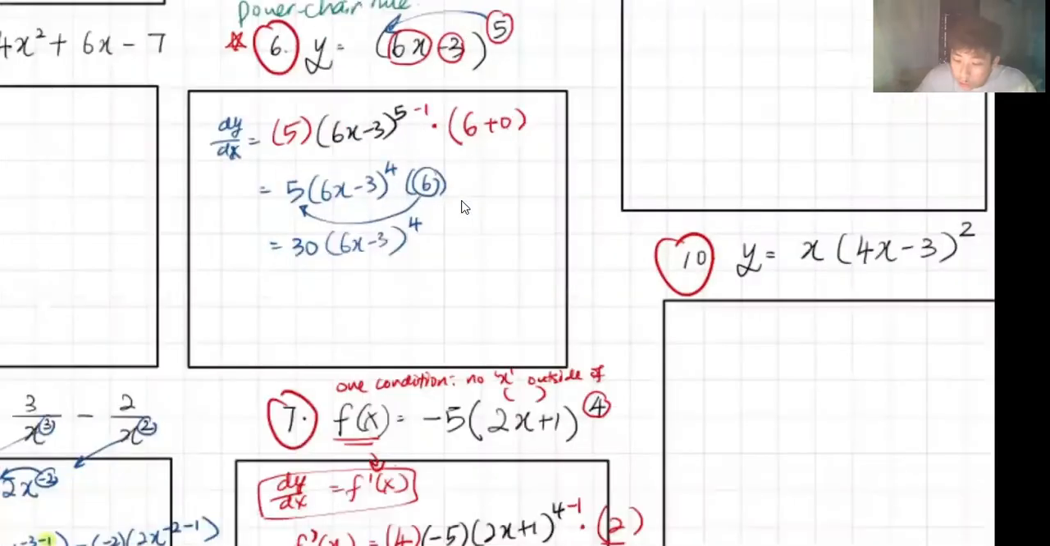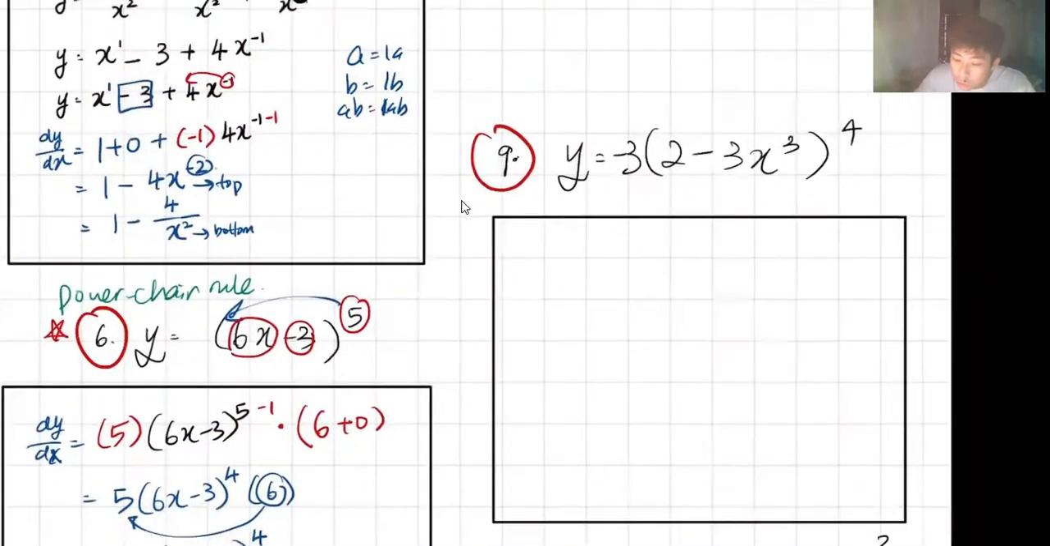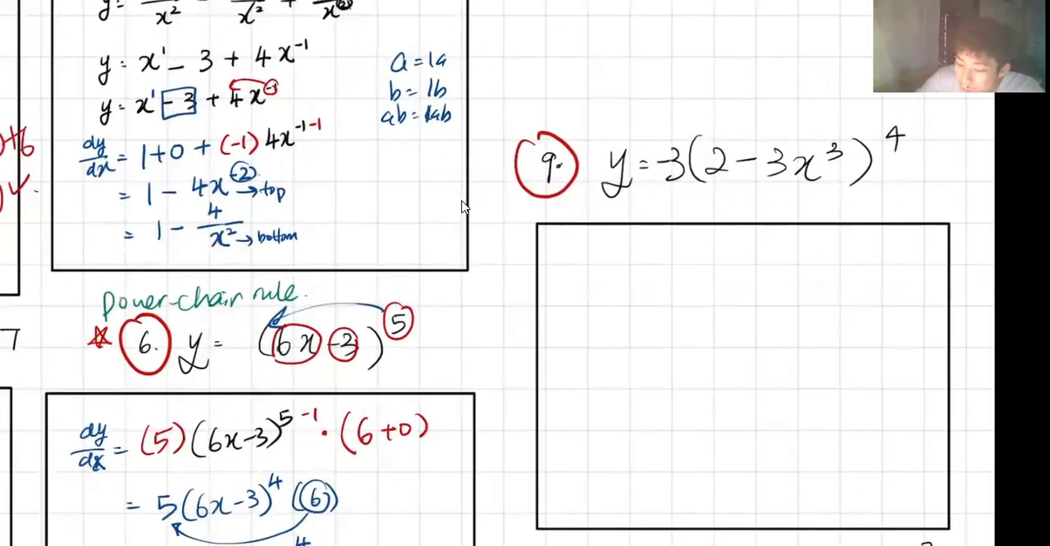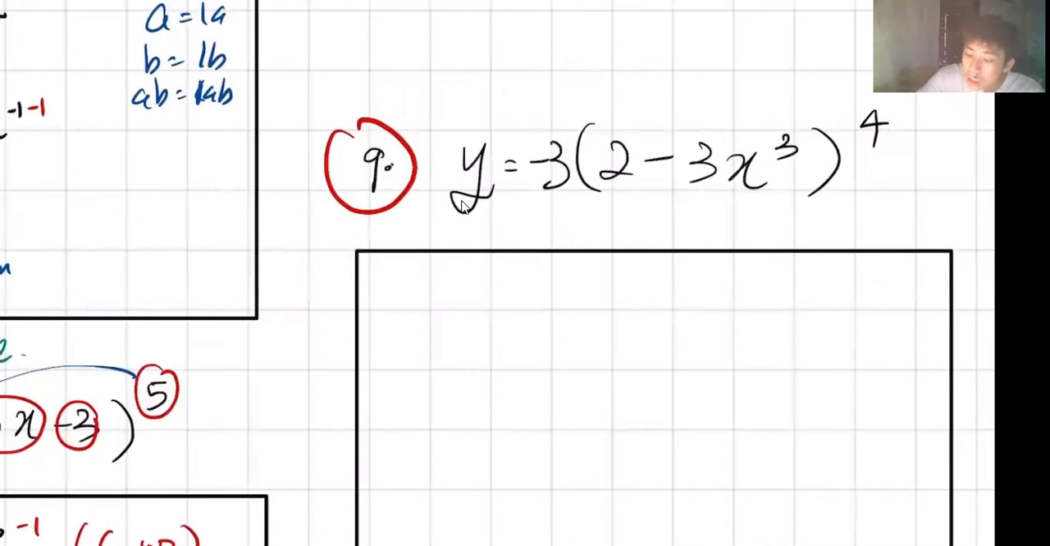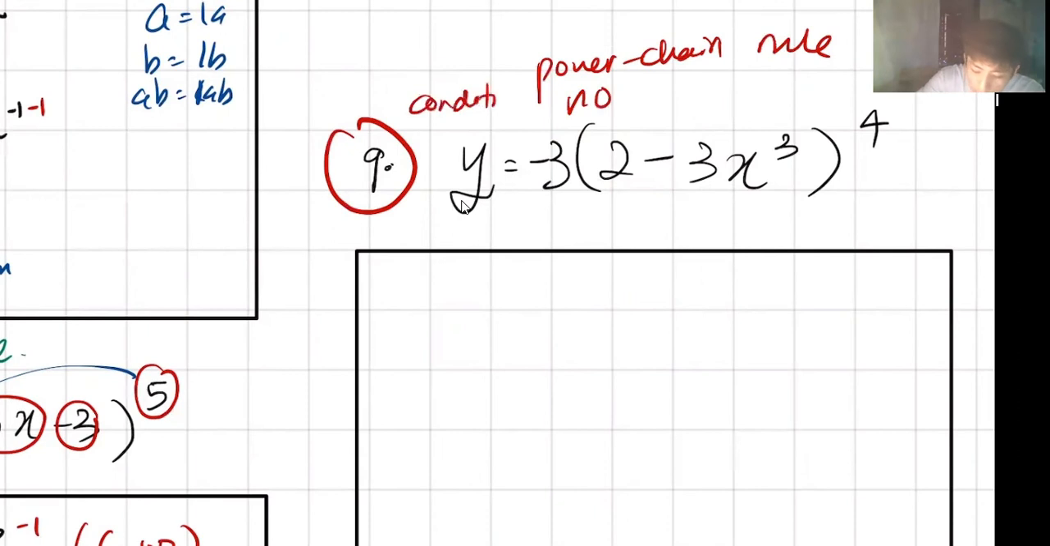So far the questions. Now we move on to this question. This is the same thing, exact same thing. This is a power chain rule. Don't forget, for the power chain rule, you cannot have x outside. A lot of people do not know this. The condition is no x outside of the bracket.